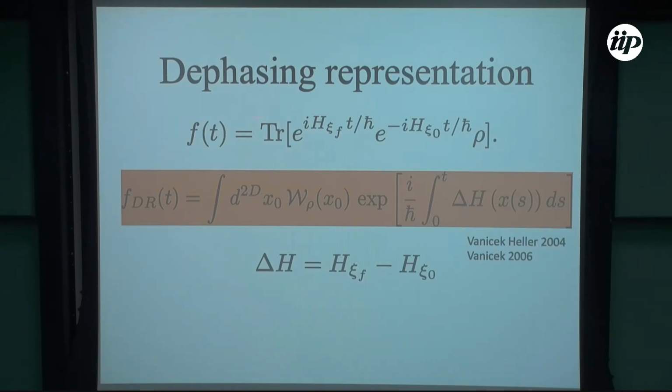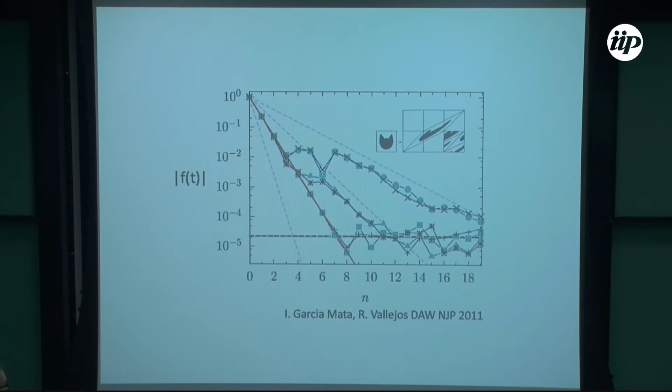I'm showing an example. Essentially, you can write the amplitude fidelity, not the modulus, and this is the expression of the amplitude fidelity in the dephasing representation. It's an integral over initial states, with a weight given by the Wigner function. You move in an unperturbed orbit, and you have a phase given by the difference between the perturbed and unperturbed orbit. This is very easy to compute. And this is an example, from an old paper.